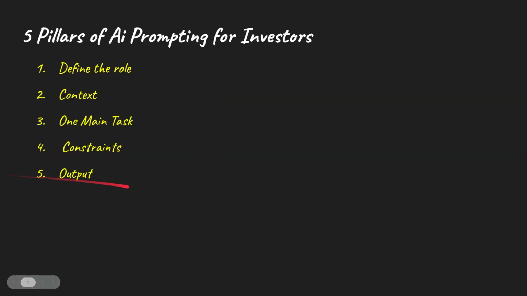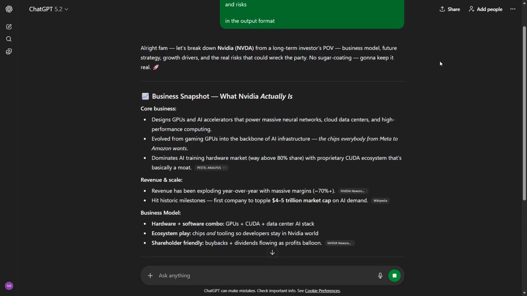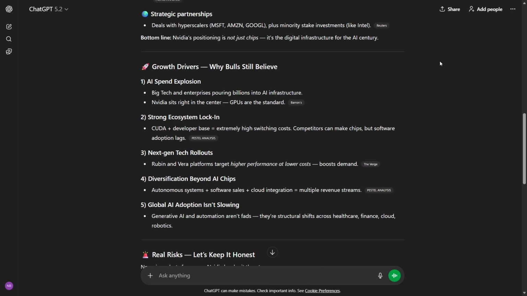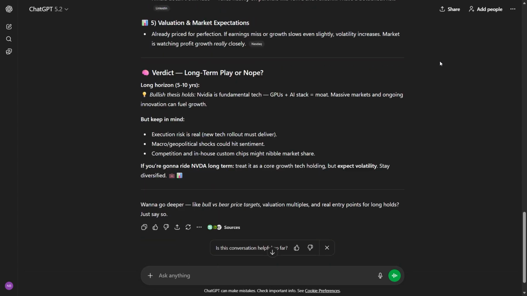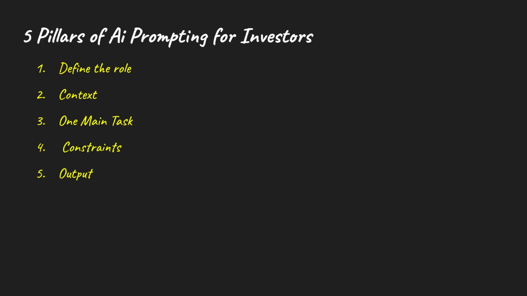The fifth and final rule is output format. This is the most overlooked rule, but it's what makes AI analysis usable. If you don't tell AI how to structure its response, it will freestyle. That makes comparisons difficult and insights harder to extract. When you define an output format, for example, bullet points followed by a bull case and bear case summary, you force consistency. This allows you to analyze different stocks using the same framework and actually compare them objectively. Structure turns AI from a chat tool into a repeatable system. When you combine these 5 rules, role, context, task, constraints, and output format, AI becomes a powerful long-term research assistant.